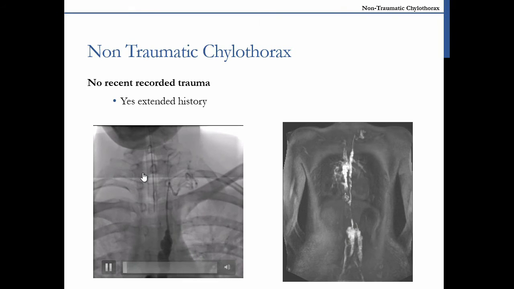Non-traumatic chylothorax, much more complicated. This is an example of a patient with occlusion or narrowing of the thoracic duct and reflux of the lymph inside the lungs.